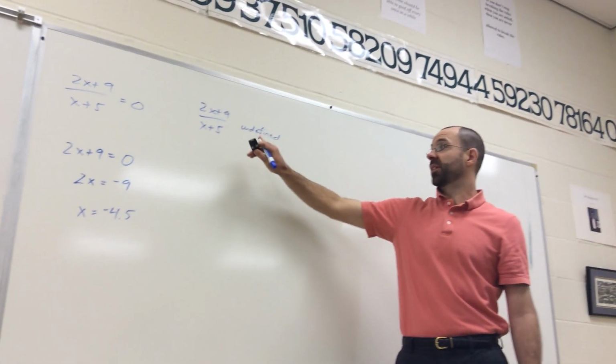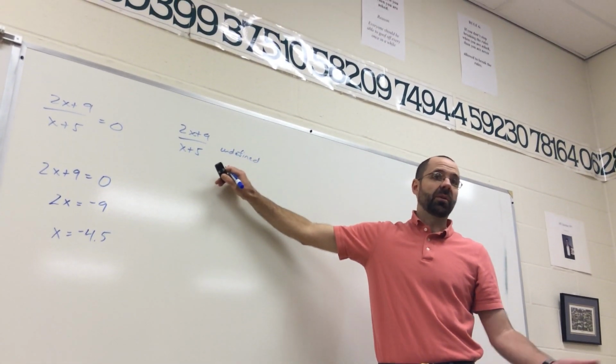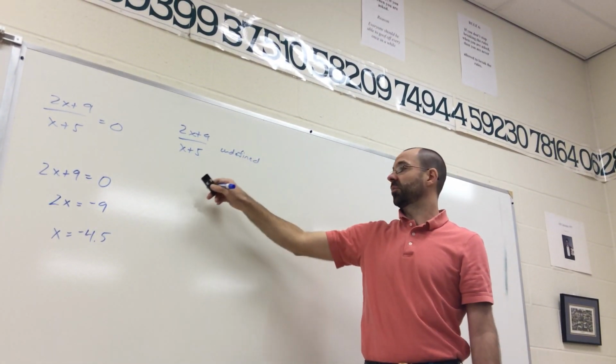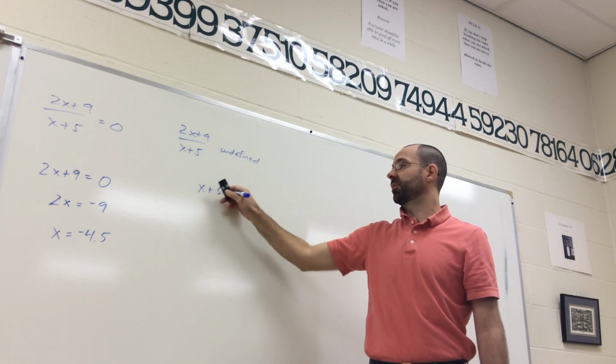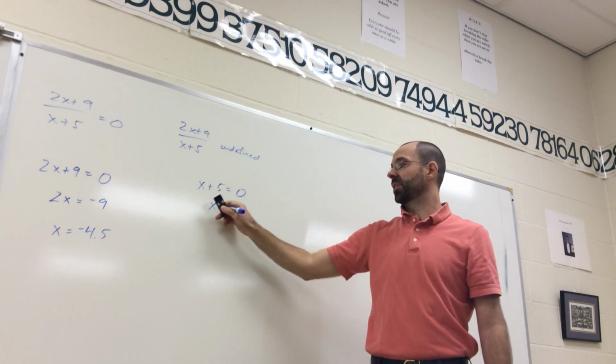Okay, and then on the other hand, when is a fraction undefined? It's when the bottom equals 0, right? So we're going to set x plus 5 equal to 0 here, and that happens at negative 5.